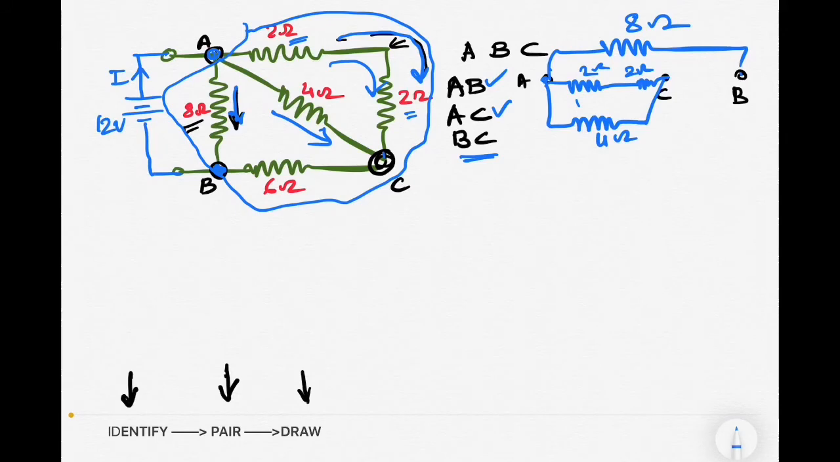So we go from C to B and see how many direct paths there are. I see only a single path through 6 ohm. The other two paths are coming through junction A and we don't want them. We just want the direct path. So between C and B, I have another resistor, which is nothing but a 6 ohm. So I will put 6 ohm here. And there is no more direct path between B and C, so we're done with the BC pair.